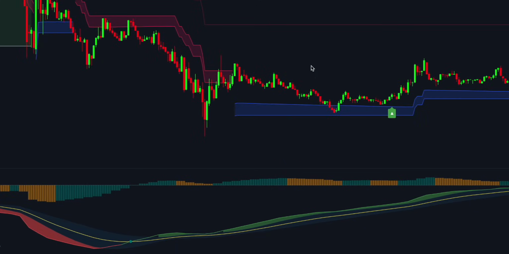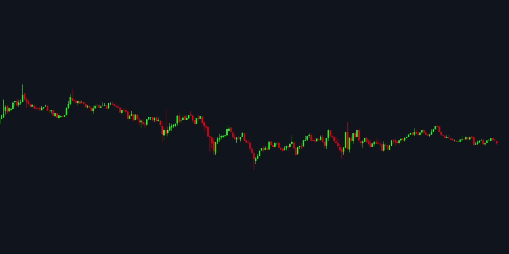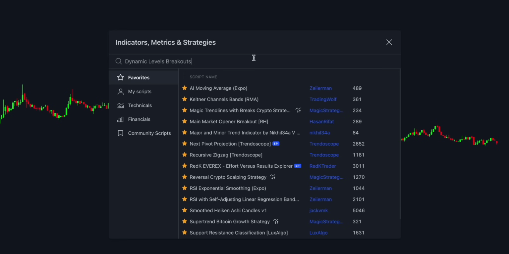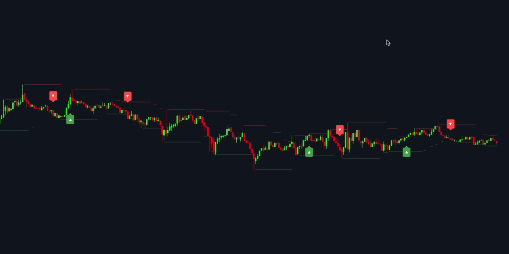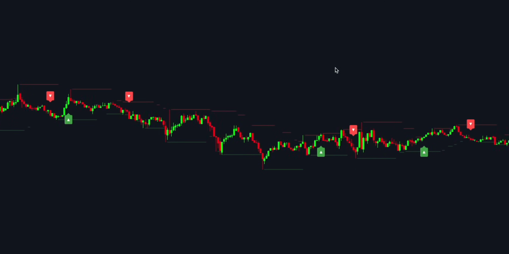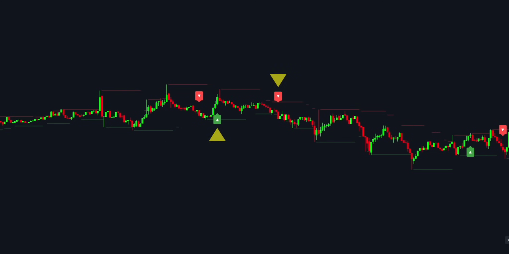Without wasting any time, let's begin the tutorial. To apply the first indicator to the chart, open the indicators and search for Dynamic Levels Breakouts by Algo. This is a powerful tool designed to identify dynamic support and resistance levels in price action. It plots these levels on the chart and provides visual signals for bullish and bearish breakouts.